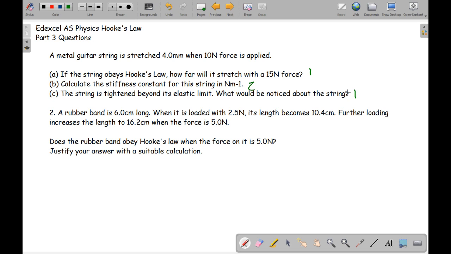For this question, a rubber band is 6 centimeters long. When it is loaded with 2.5 newtons, its length becomes 10.4 centimeters. Further loading increases the length to 16.2 centimeters when the force is 5 newtons. Does the rubber band obey Hooke's law when the force on it is 5 newtons? Justify your answer with a suitable calculation. Whenever the board says this, you need to write the calculation out with full workings in order to get the 2 marks on offer. I'll give you a 5-second pause and we'll have a look at it in a bit.